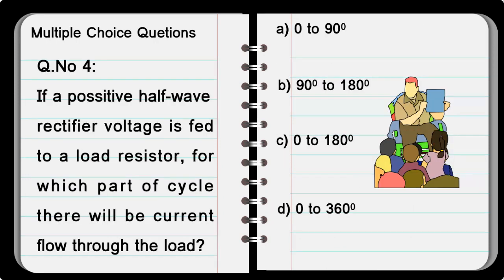Question number 4. If a positive half-wave rectifier voltage is fed to a load resistor, for which part of cycle will there be current flow through the load? Option A, 0 to 90 degree. Option B, 90 degree to 180 degree. Option C, 0 degree to 180 degree. Option D, 0 degree to 360 degree.